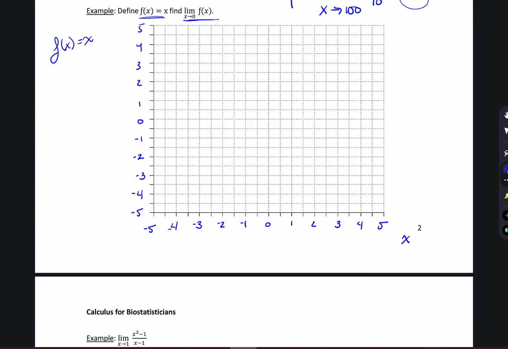If we plot this, if x is equal to -4, f of x is equal to -4. If x is equal to -3, f of x is equal to -3. And so this function is just represented by this line.